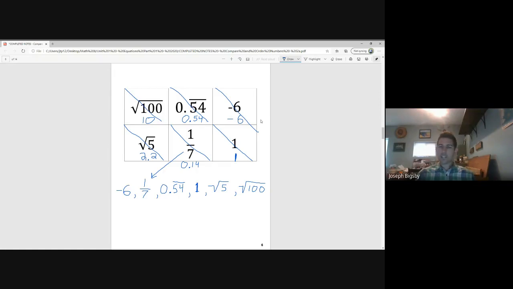I only converted it to decimal numbers so that I could easily compare them in order from least to greatest. And that's what today's lesson was about, taking any numbers, both rational and irrational, and ordering them from least to greatest.